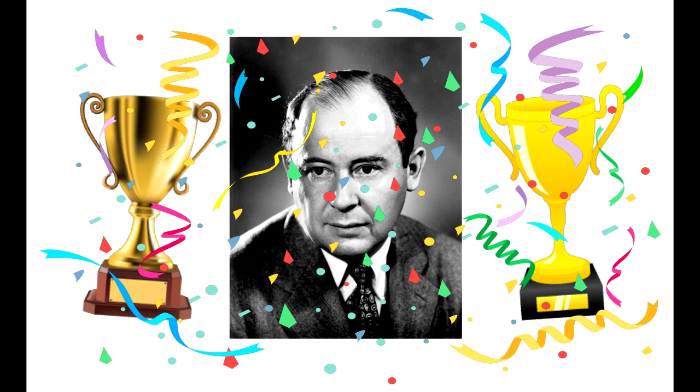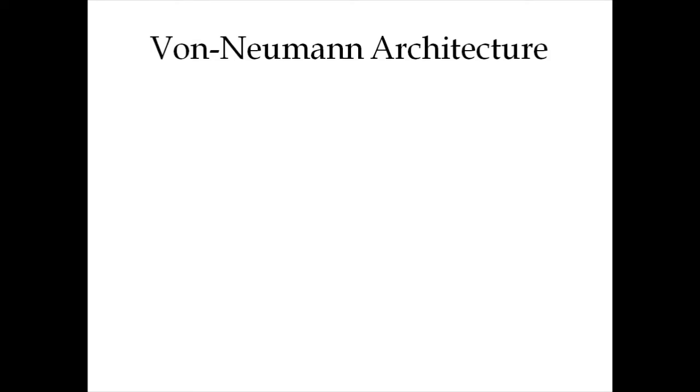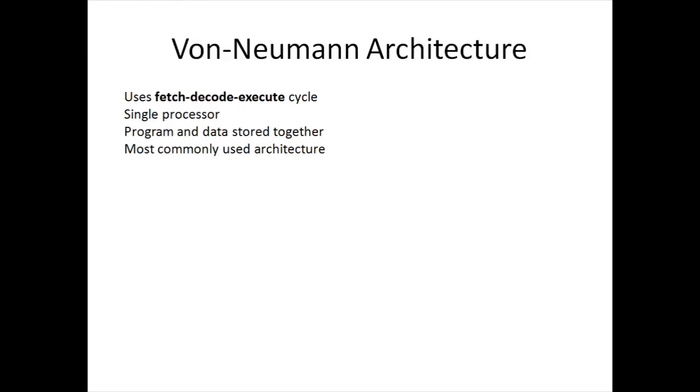John von Neumann contributed to many areas of mathematics and computing. Before von Neumann architecture, programs were fixed and would need rewiring to change the program. Von Neumann introduced the idea of the stored program, where programs would be stored in the memory as a set of instructions. This architecture uses the fetch, decode, execute cycle.